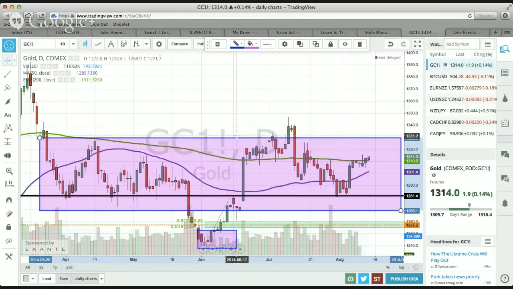Bigger picture is we're still in this range. I don't think it gets really interesting until we can emphatically break out. I thought we may have had a breakout here, July 10th, but then we just came right back down. July 12th. So we'll see. But so long as we're in 1270 to 1330, I think it's basically range bound. That's gold. Going on to Bitcoin.